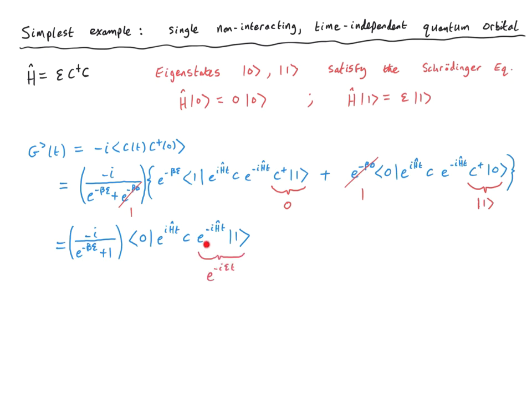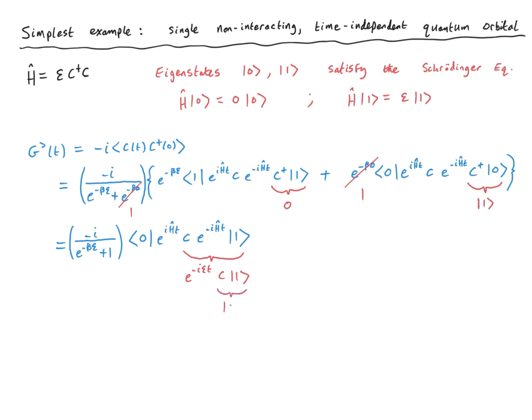e to the minus iHt acting on the occupied state, of course, gives us the factor of e to the minus i epsilon t times the occupied state back again. e to the minus i epsilon t is of course just a number, commutes through these operators, and we can collect it to the front of the expression. We can therefore write e to the minus i epsilon t times c acting on the 1 state.